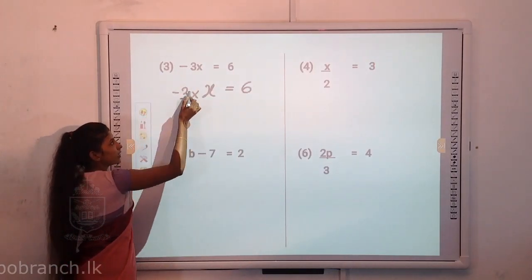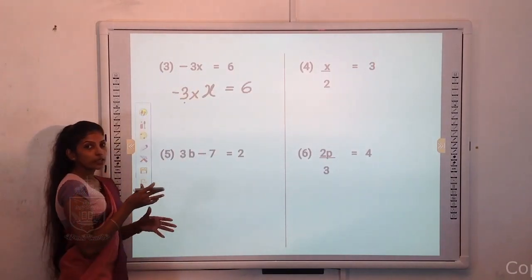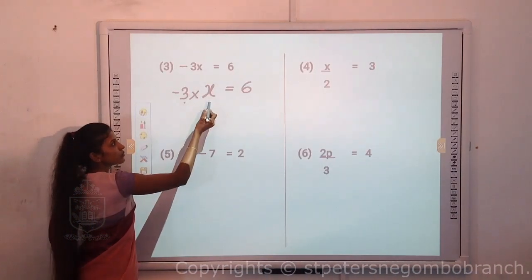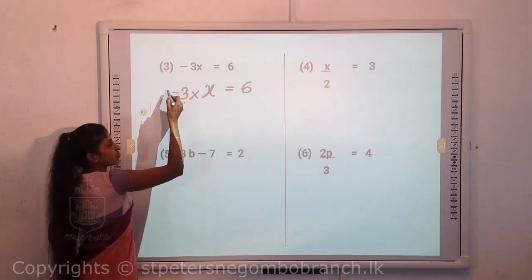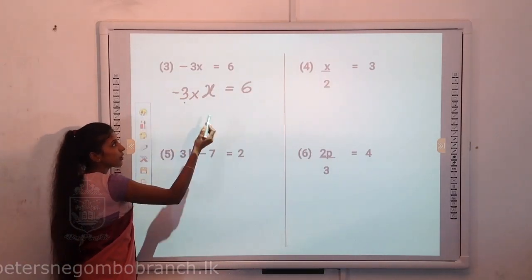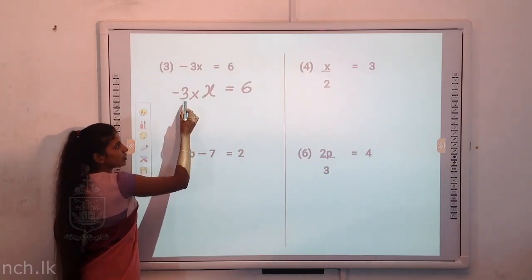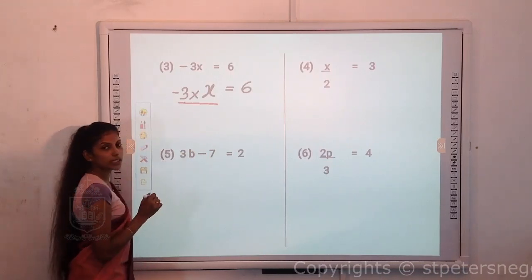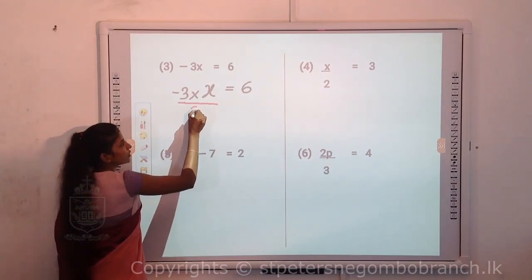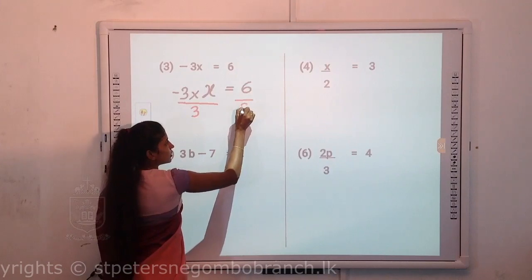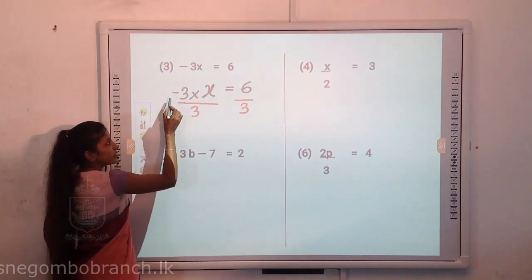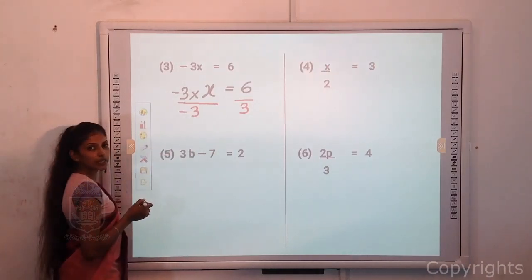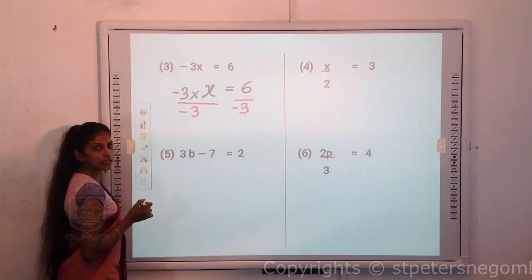You have to cancel this minus 3. What do you have to do? You have to do the opposite of the operation between these two. Now don't take this as minus and therefore add. It's wrong. Always consider the operation between these two terms, that is multiplication. Opposite of multiplication is division. Therefore you have to divide by 3. This side should also be divided by 3. Since it is minus, to cancel minus we can divide by minus. This side can also be divided by minus.